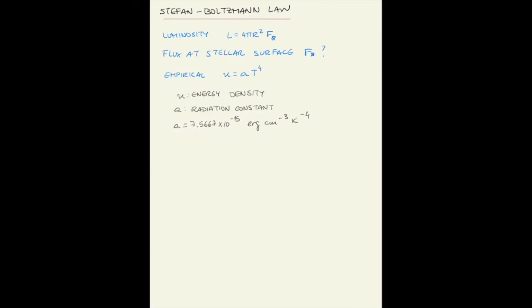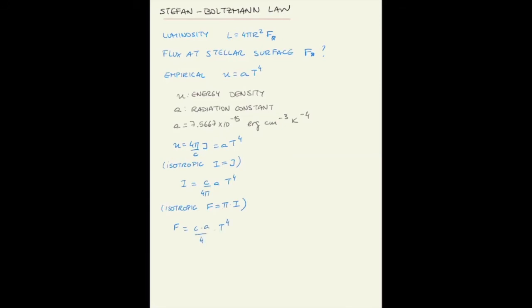Now, recalling the definition that we found for the energy density and the mean intensity, we can equate that to the energy density now given by this empirical law, equal to A T to the fourth power. And for an isotropic field, we can say that the intensity is equal to the mean intensity and write that the intensity is equal to c over 4 pi times A times T to the fourth power. We can also use that for an isotropic field, the flux is equal to pi times the intensity.